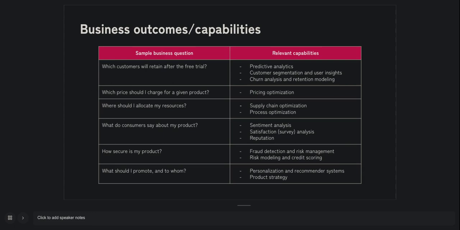And then you also may be wondering, how secure is my product or service? So fraud detection and risk management is a big part of that, which we also do. And then, of course, focusing on risk modeling, credit scoring. An example might be using a machine learning model to kind of predict initially what types of incoming activity would be a fraud risk, and then making actions or models based off of that.